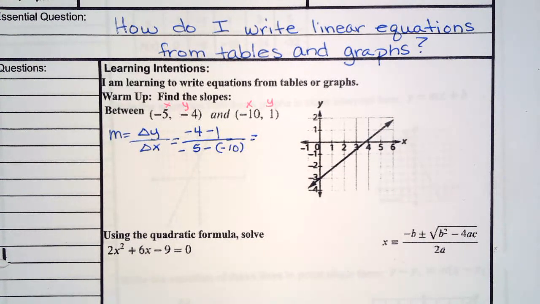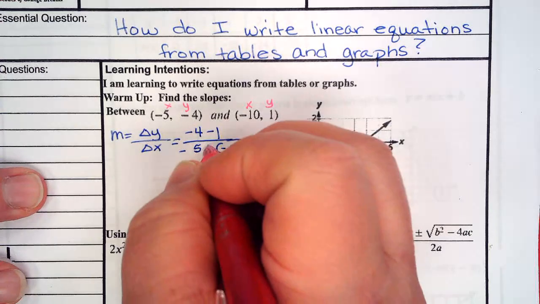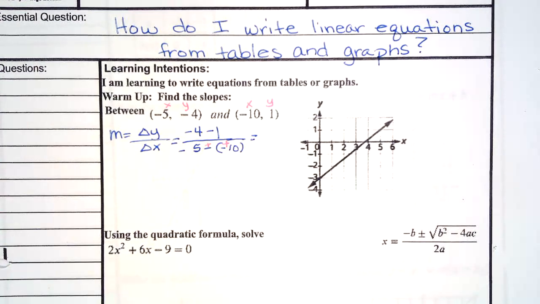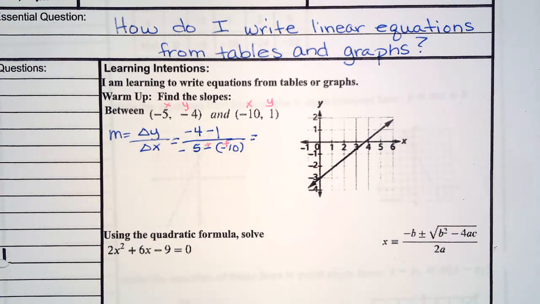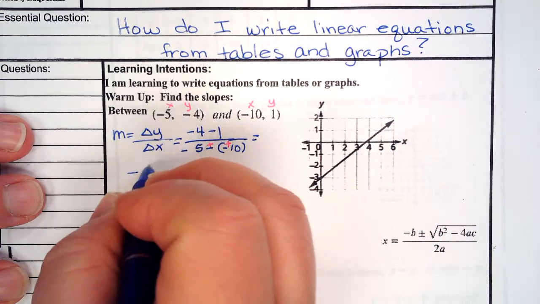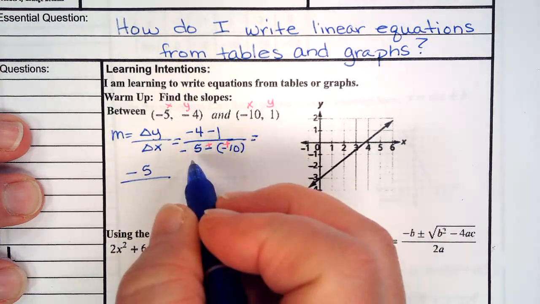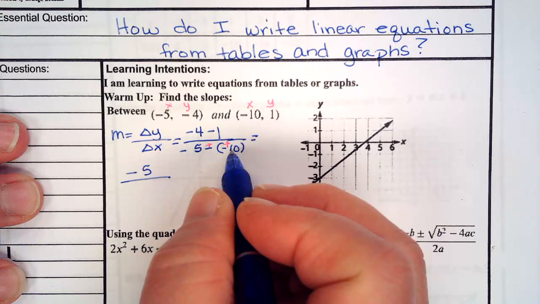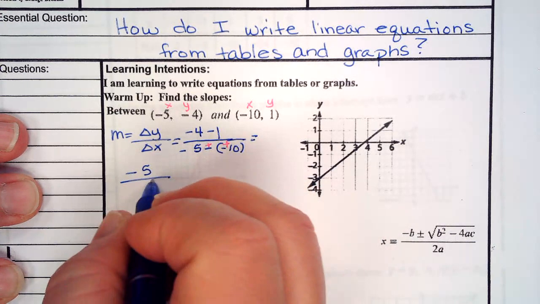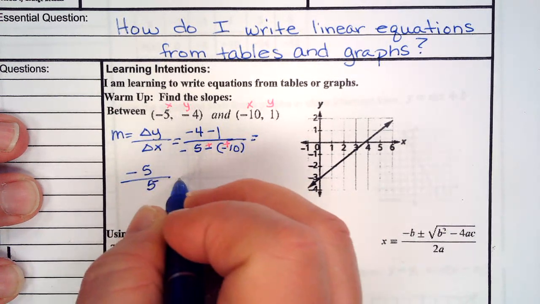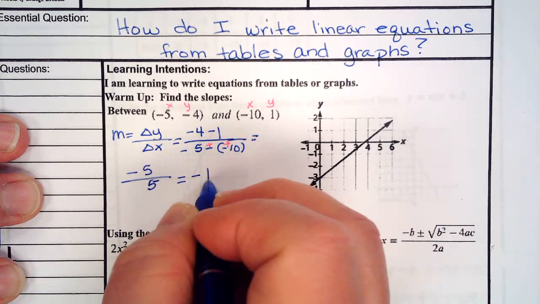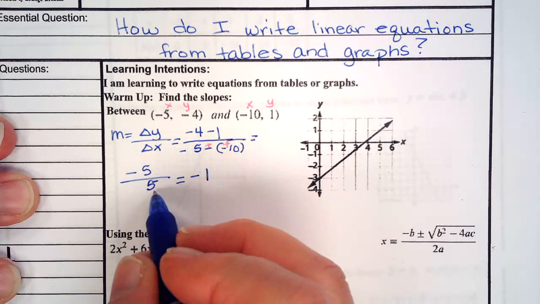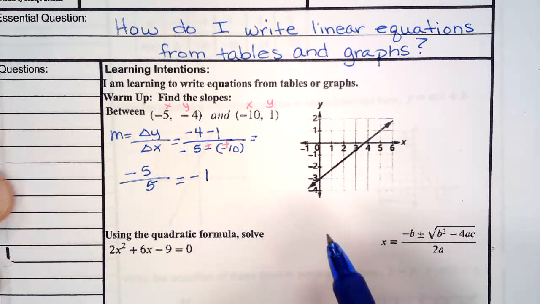Okay, you don't minus the negative, you add the positive. -4 minus 1 more is -5. -5 plus 10, 10 minus 5 is +5. So my slope ends up being -1. -5 divided by 5 is -1.